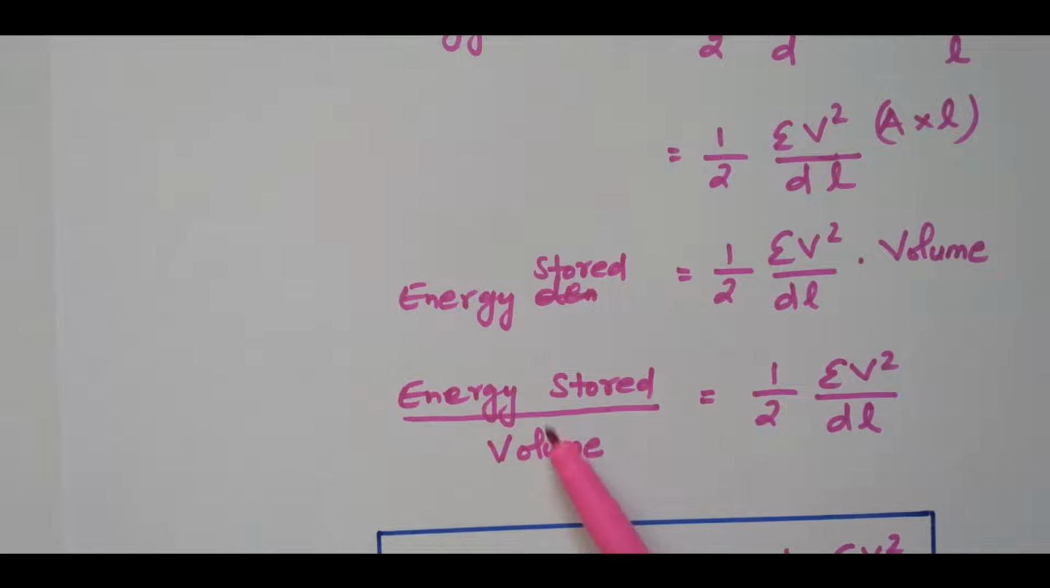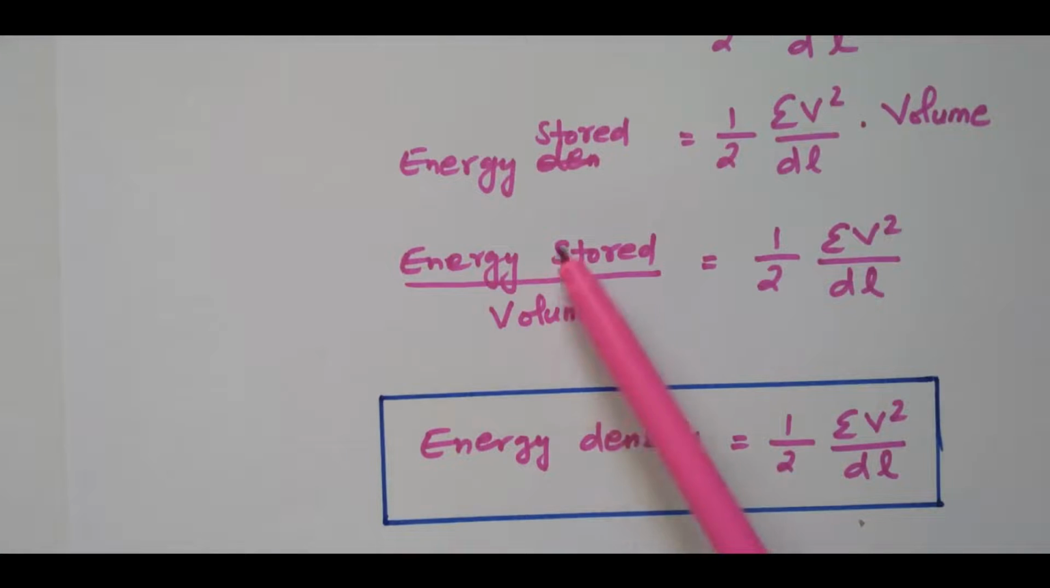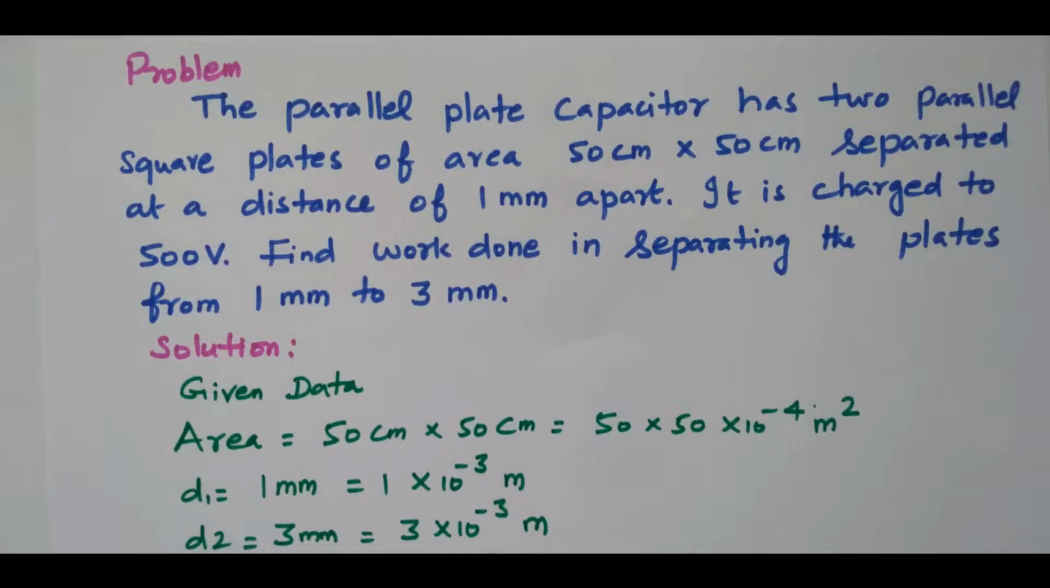So what is this energy stored by volume? Energy stored by volume is nothing but energy density. That is half epsilon V square divided by DL. Right? Now we got the expression for energy density, that is half epsilon V square divided by DL. So based on this energy stored and energy density, we will see one problem.